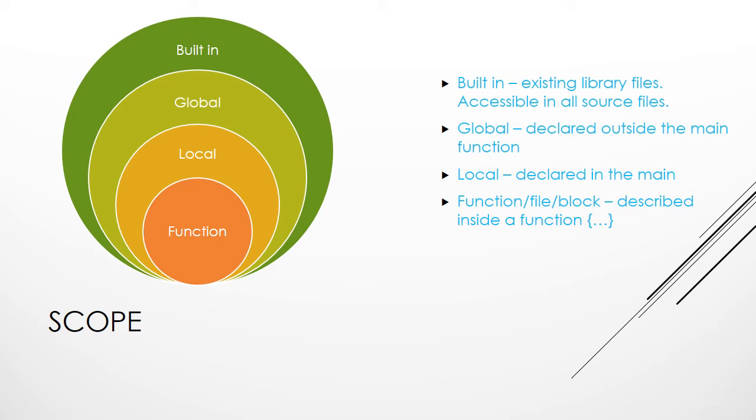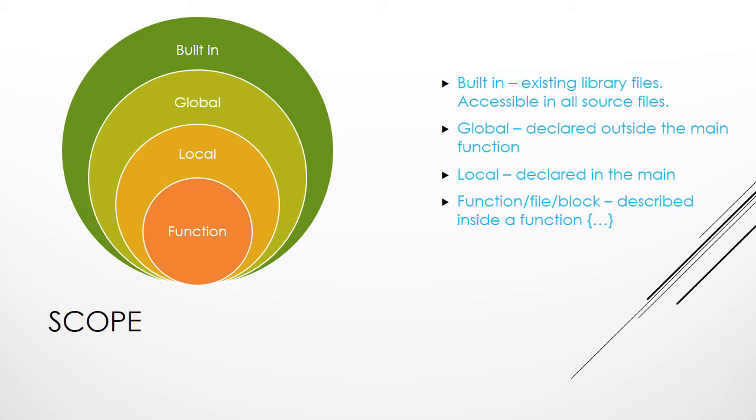So it is defined in a global space. That is, in an entire program in C++, I can use these variables. Such variables are called built-in variables, and they exist inside the library files or the header files, and I can access them in all the source files I write. The second type of variables are global variables.